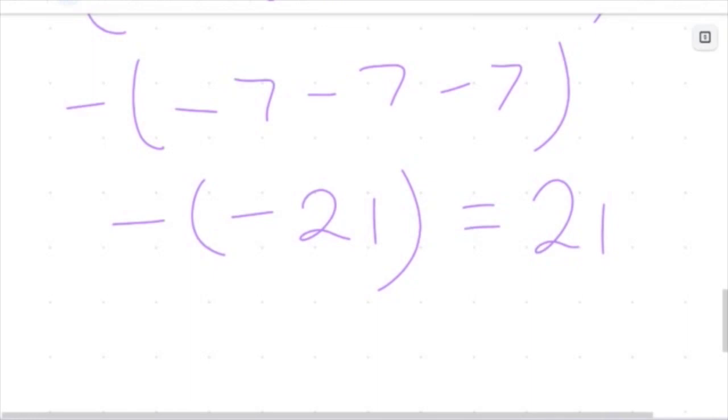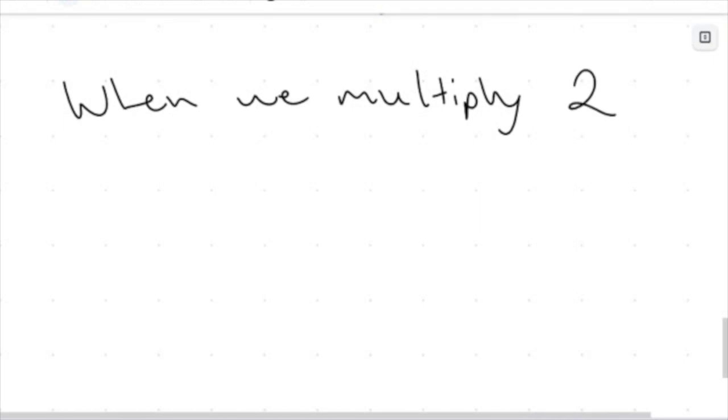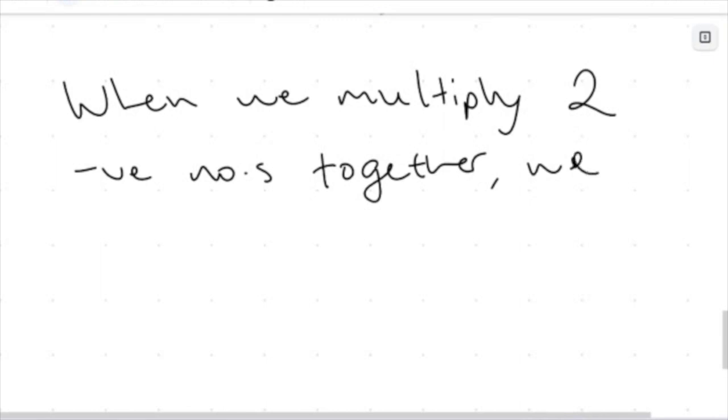So with two negatives, when I have two negatives involved, I end up getting a positive answer. And that is our final key idea here. When we multiply two negative numbers together, we get a positive answer.